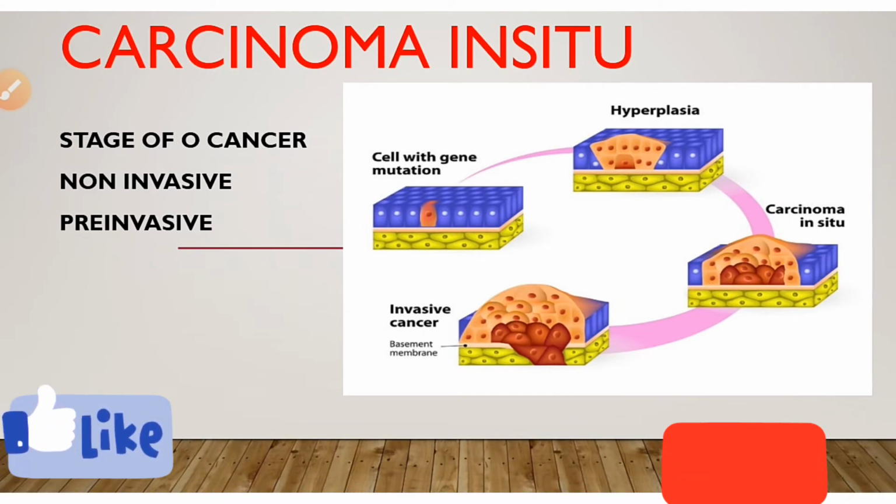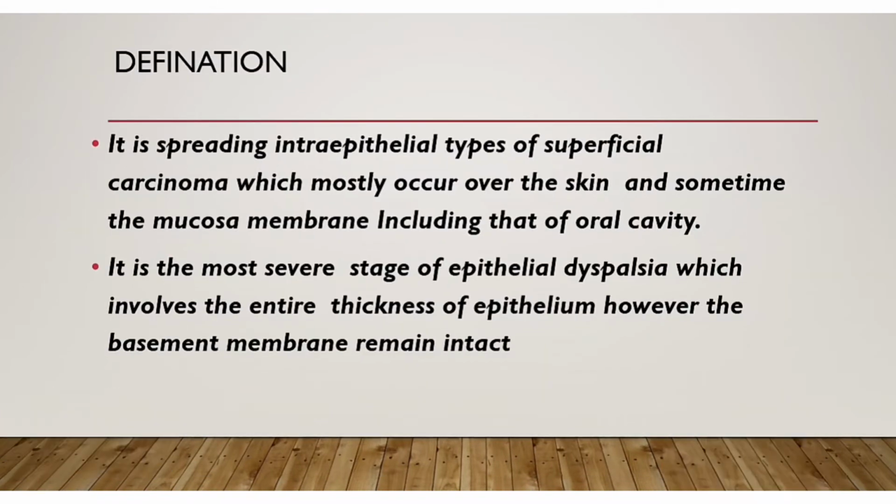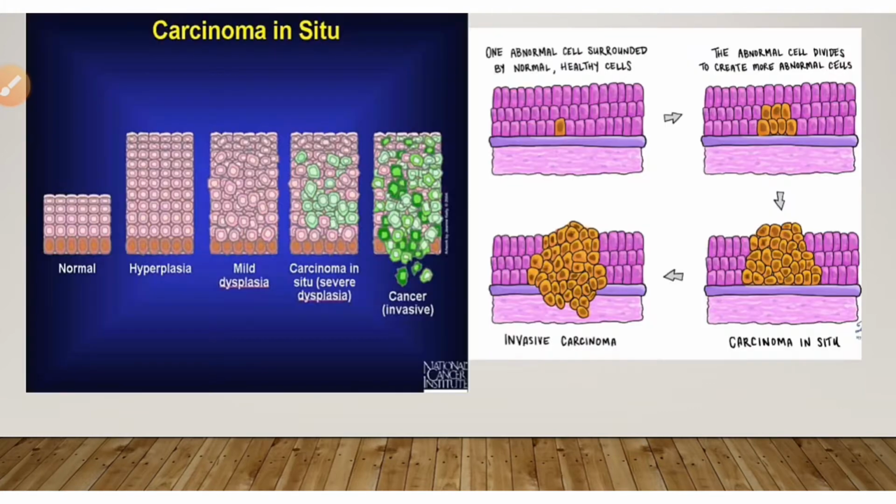Let's get started with the definition. It is the spreading intraepithelial type of superficial carcinoma, which mostly occurs over the skin and sometimes the mucous membrane, including that of the oral cavity. This is the spreading type of intraepithelial carcinoma. Intraepithelial carcinoma means it occurs within the epithelium.